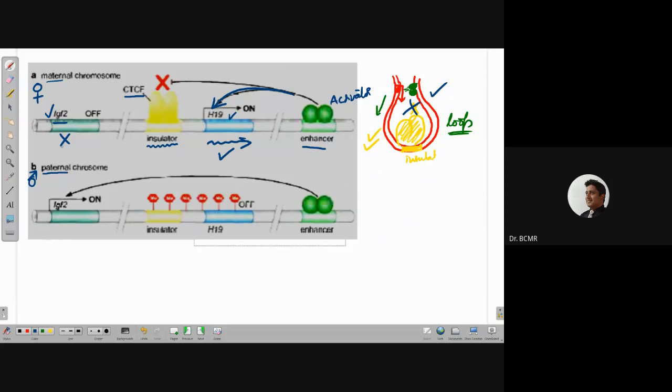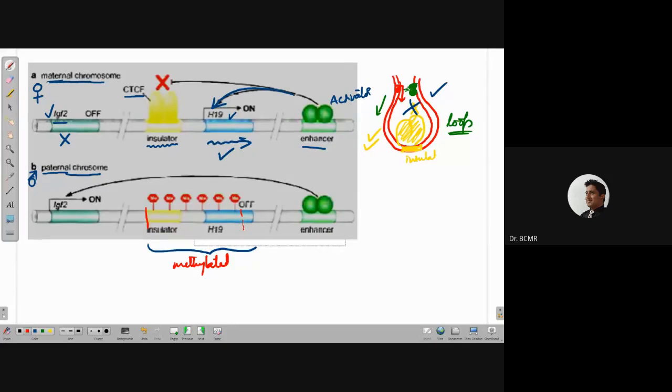Now let's look at the paternal chromosome. What happens in there? The difference between the paternal chromosome and the maternal chromosome is one thing in terms of DNA. This part of the DNA is methylated. All the red ones that are shown, that is methylated. The methylation also spans from the insulator region till the mid gene of H19 or so, approximately.